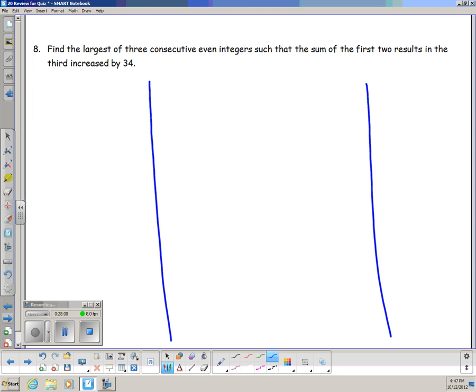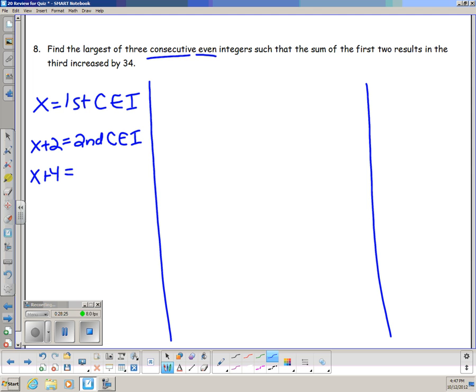Setup is easy. Consecutive evens. X is the first, C for consecutive, E for even this time, I for integer. The next one is x plus 2. That's the second consecutive even integer. The third one is x plus 4. That's the third consecutive even integer.